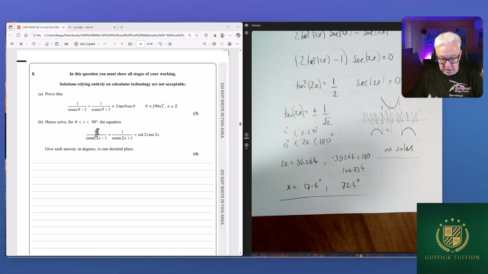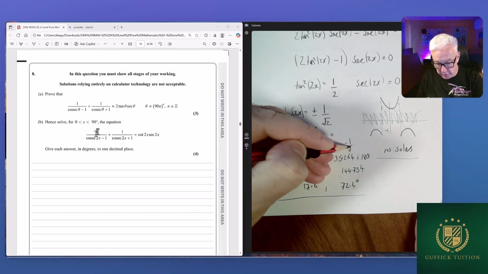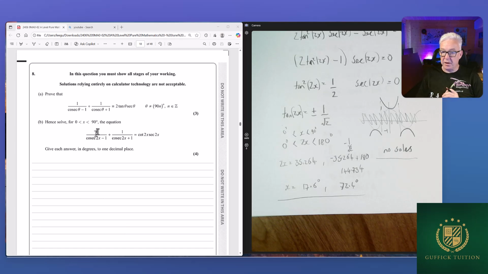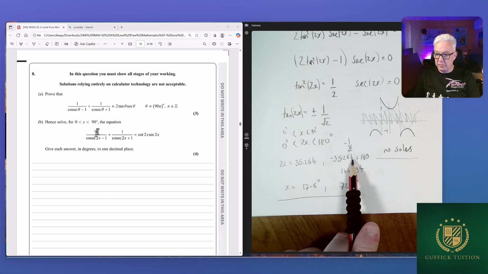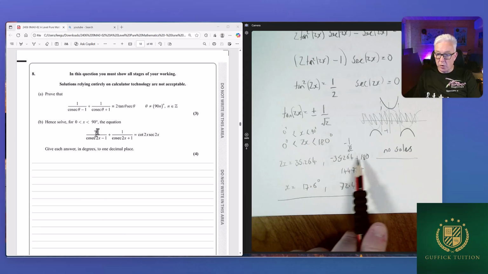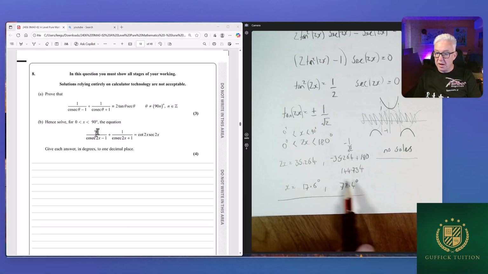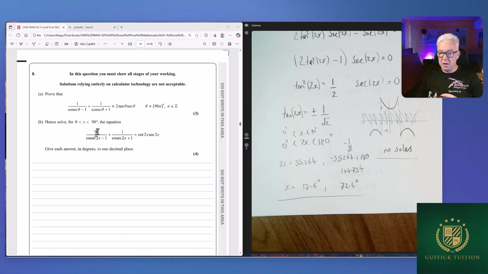Now let's turn our attention to the minus 1 over root 2. So inverse tan of minus 1 over root 2 is minus 35.264. I add 180 to it to get to the next solution, and that gives me 144.734. So that's our other solution. Then we divide that by 2 to get our x, and that gives us that solution. And those are the only two solutions that are going to be within that range.